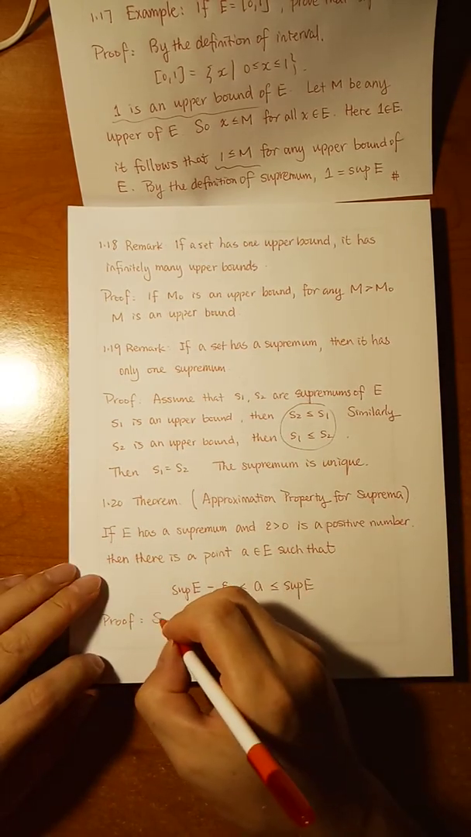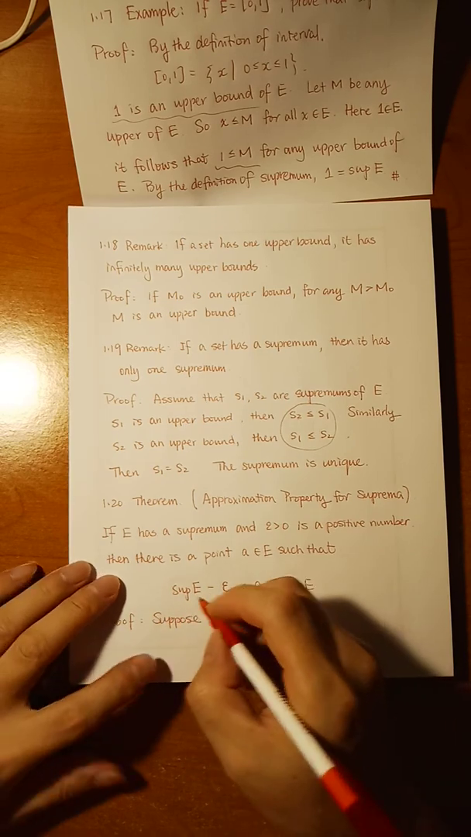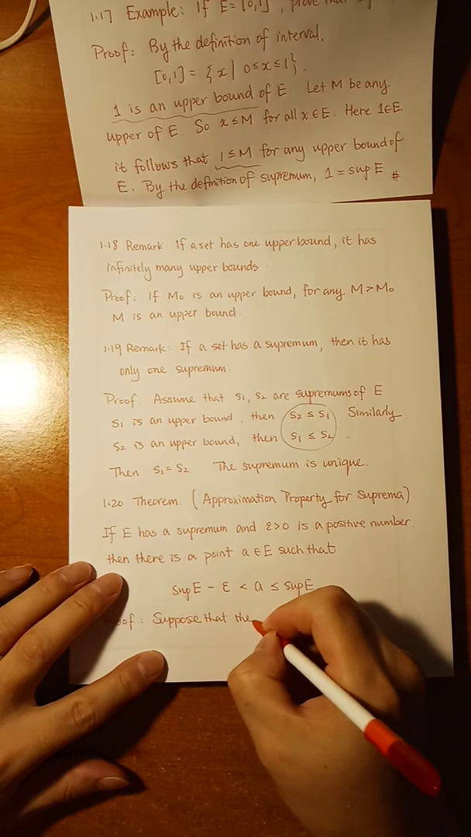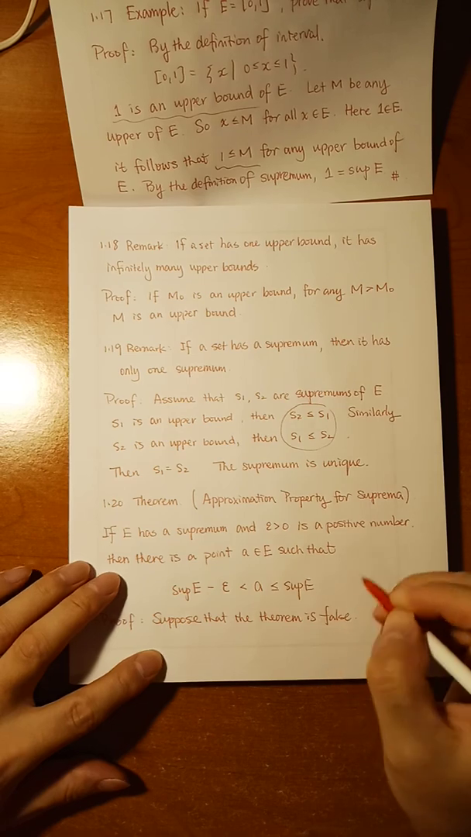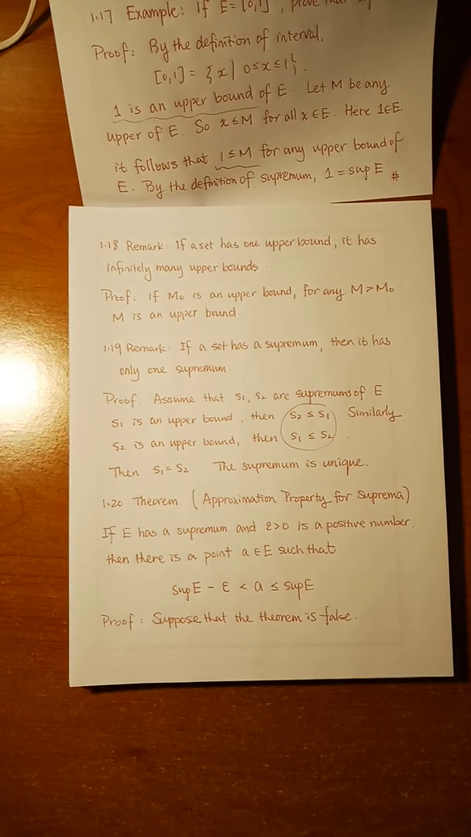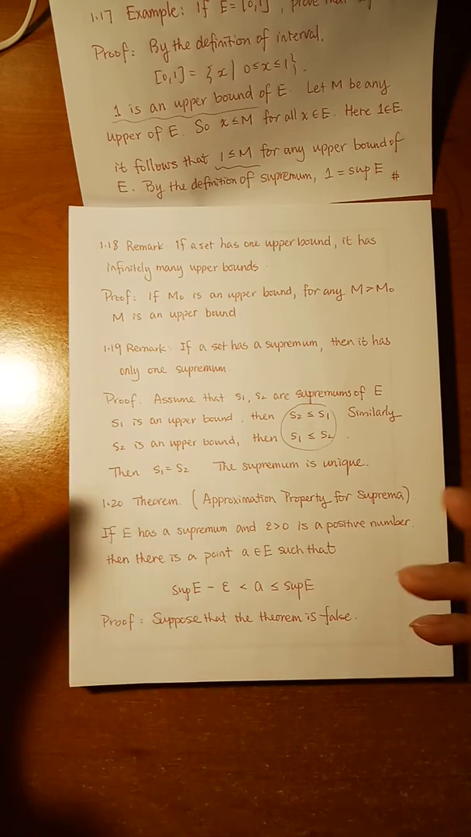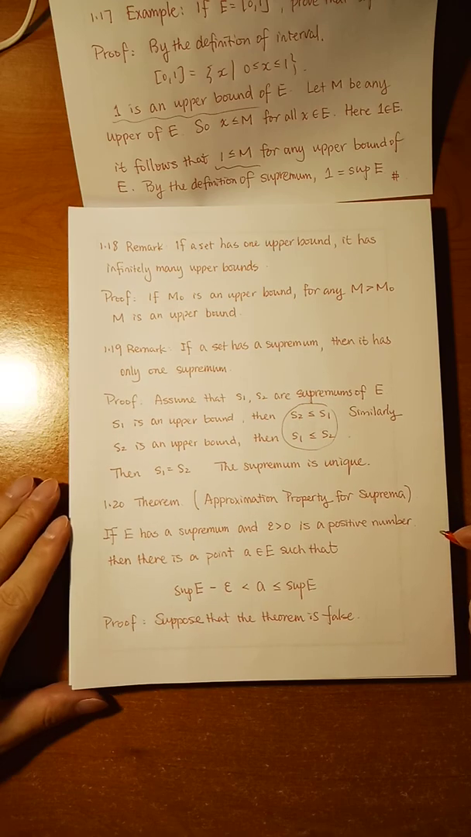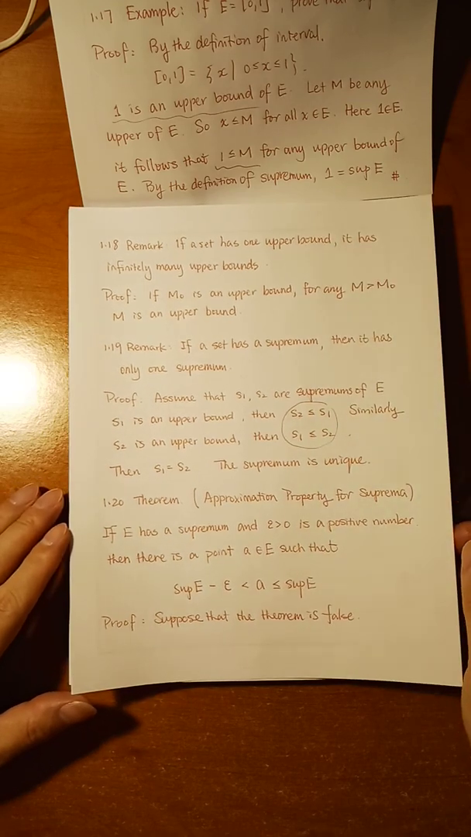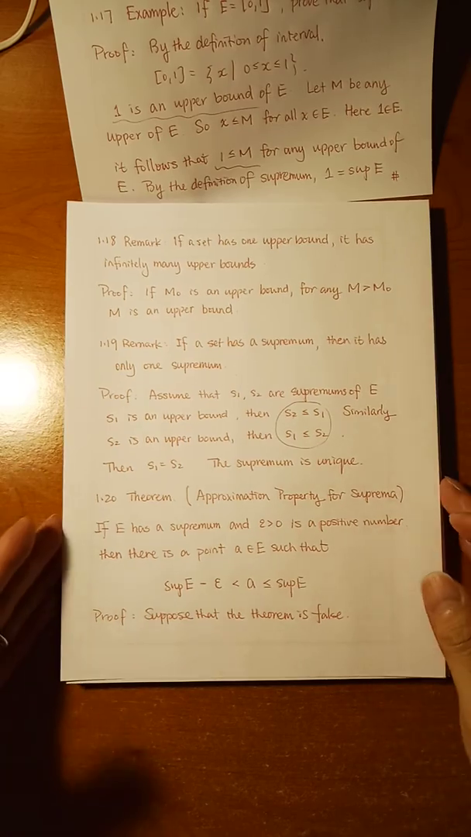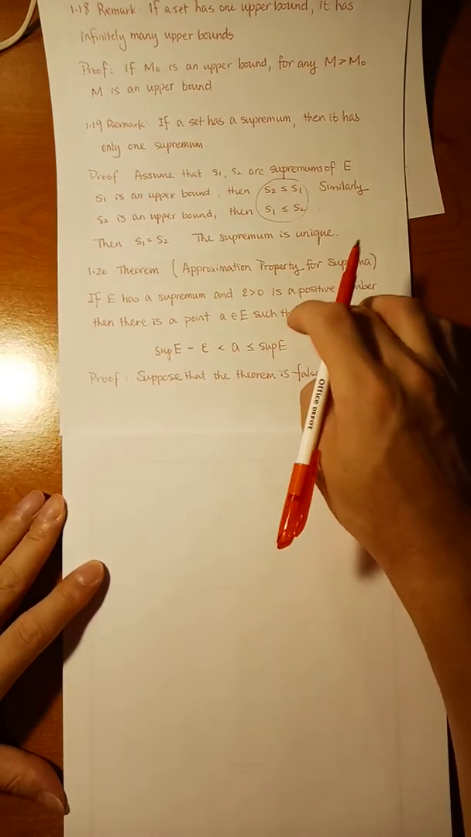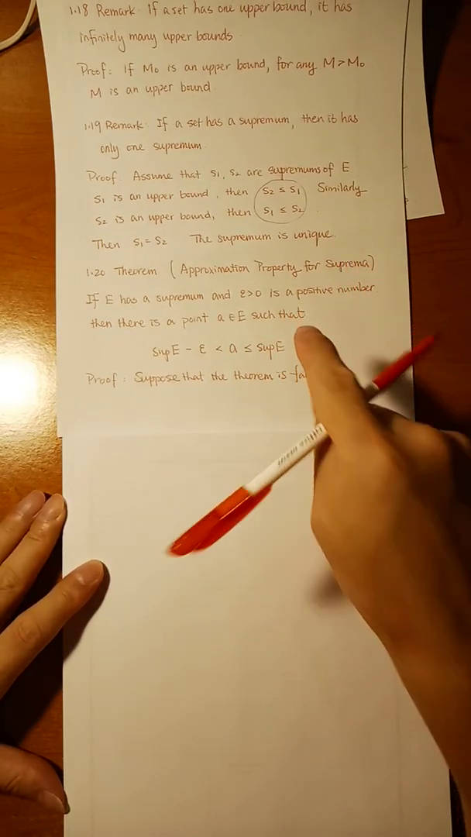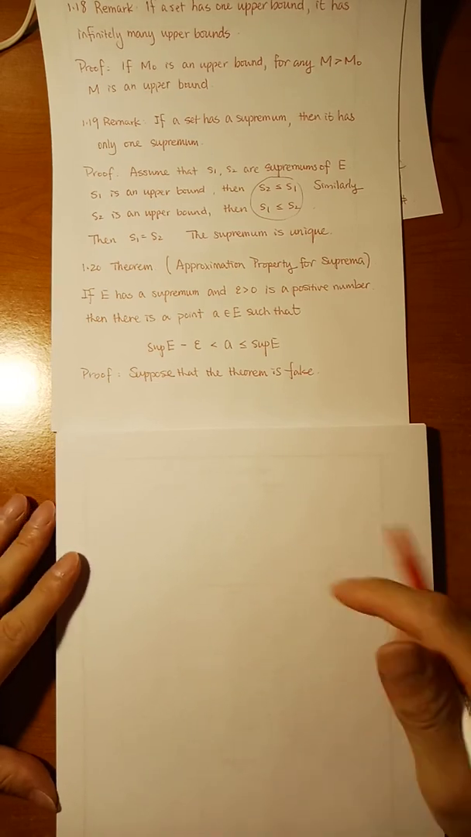Proof. Suppose that the theorem is false. So we show it by contradiction. The theorem is false. How do we get the corresponding statement? Okay, so now let's practice finding the corresponding statement for the negative statement. Let me rewrite this theorem, and then we see how to write the corresponding negative statement.